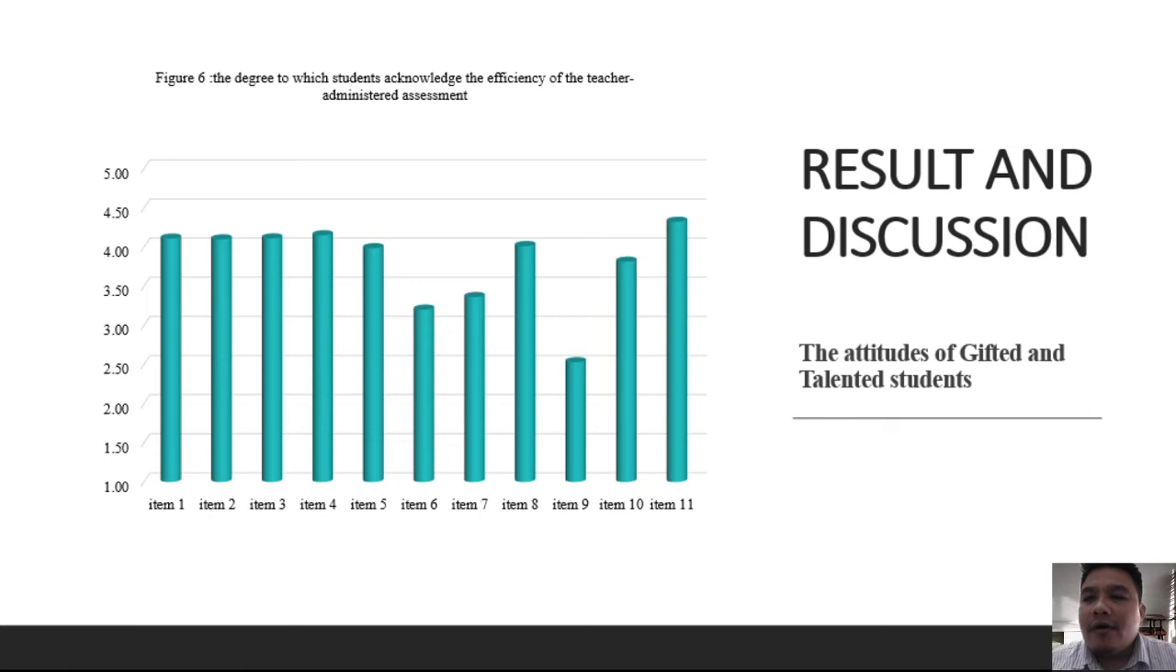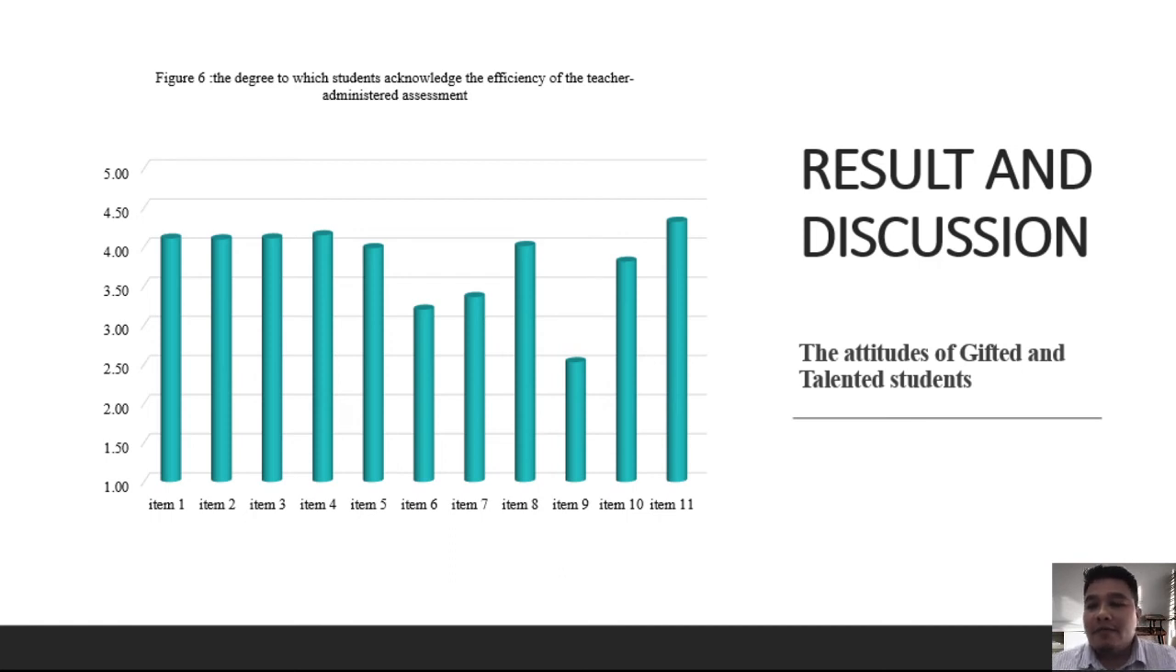And number 6, the degree to which students acknowledge the efficiency of teacher-administered assessment. Other than differentiating through the content, the process, and the learning environment, the teacher will also differentiate through the product. So the teacher should design interesting assessments for the students. They can design ongoing assessment that reflects student performance, and the product must also be based on the learning style or characteristics of the student.